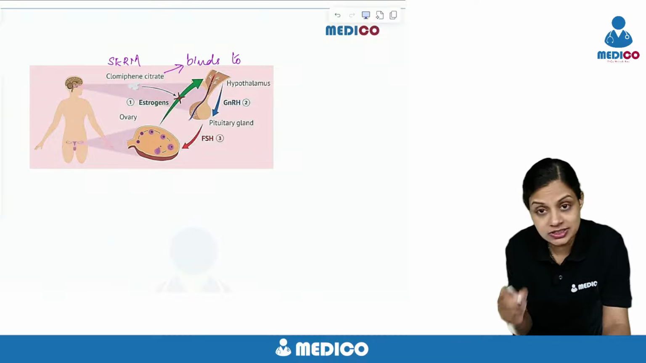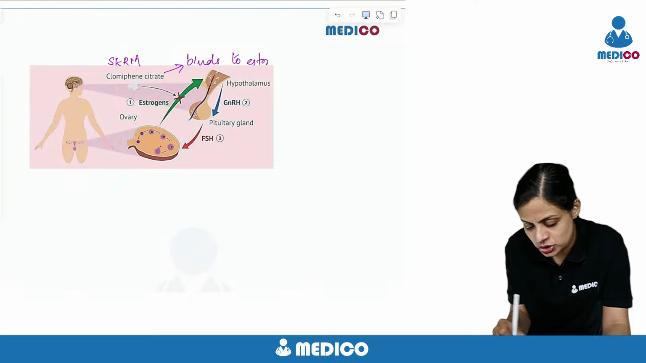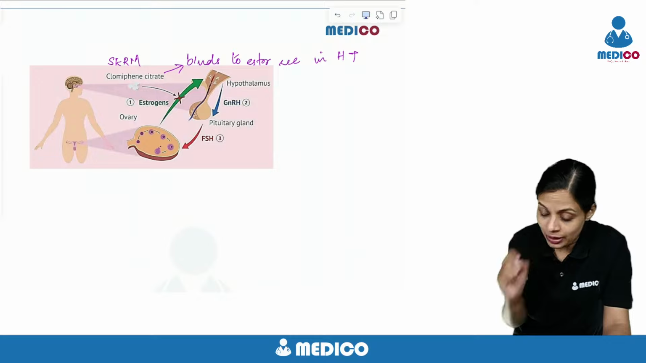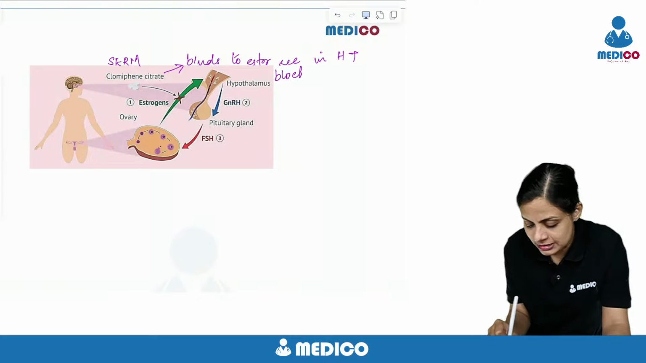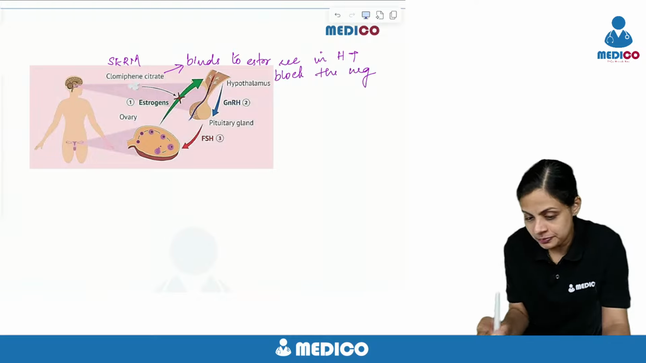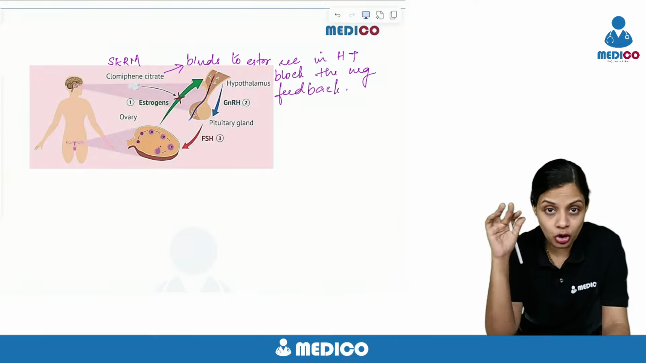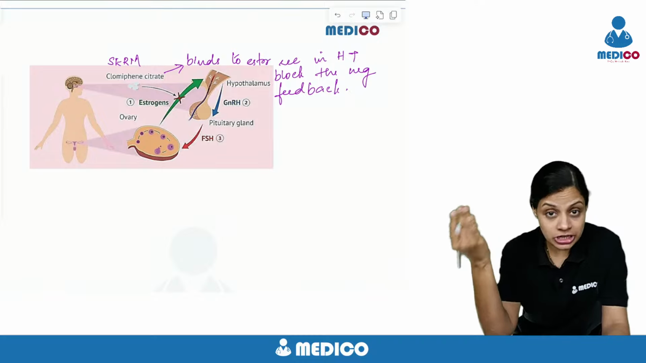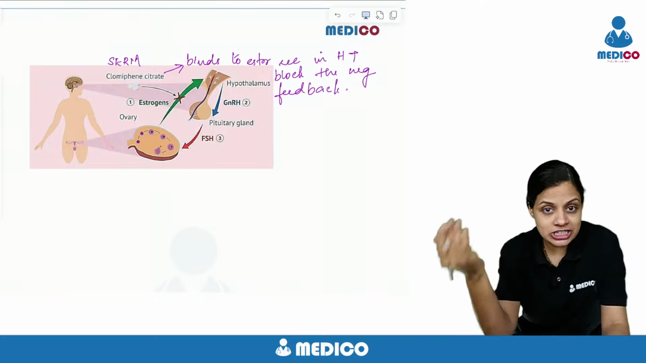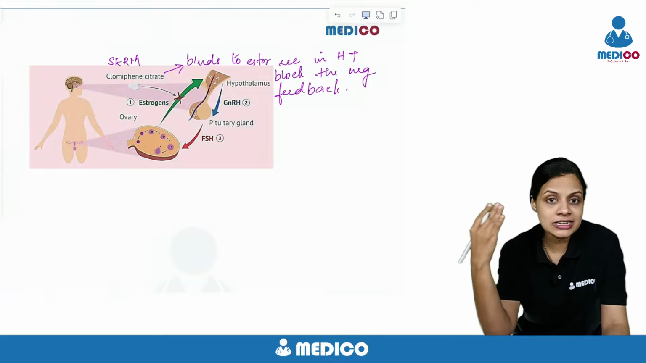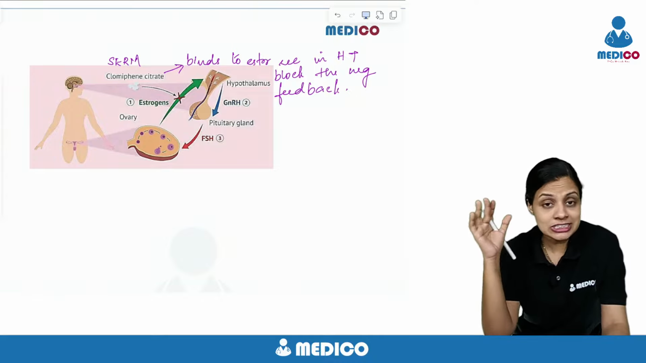It is a selective estrogen receptor modulator. It binds to the estrogen receptors in the hypothalamus. Okay, and what does it do? It blocks the negative feedback effect of estrogen. Once the negative feedback effect is lost, then GnRH increases, and FSH and LH increase. What happens? It promotes the development of a follicle, resulting in ovulation.